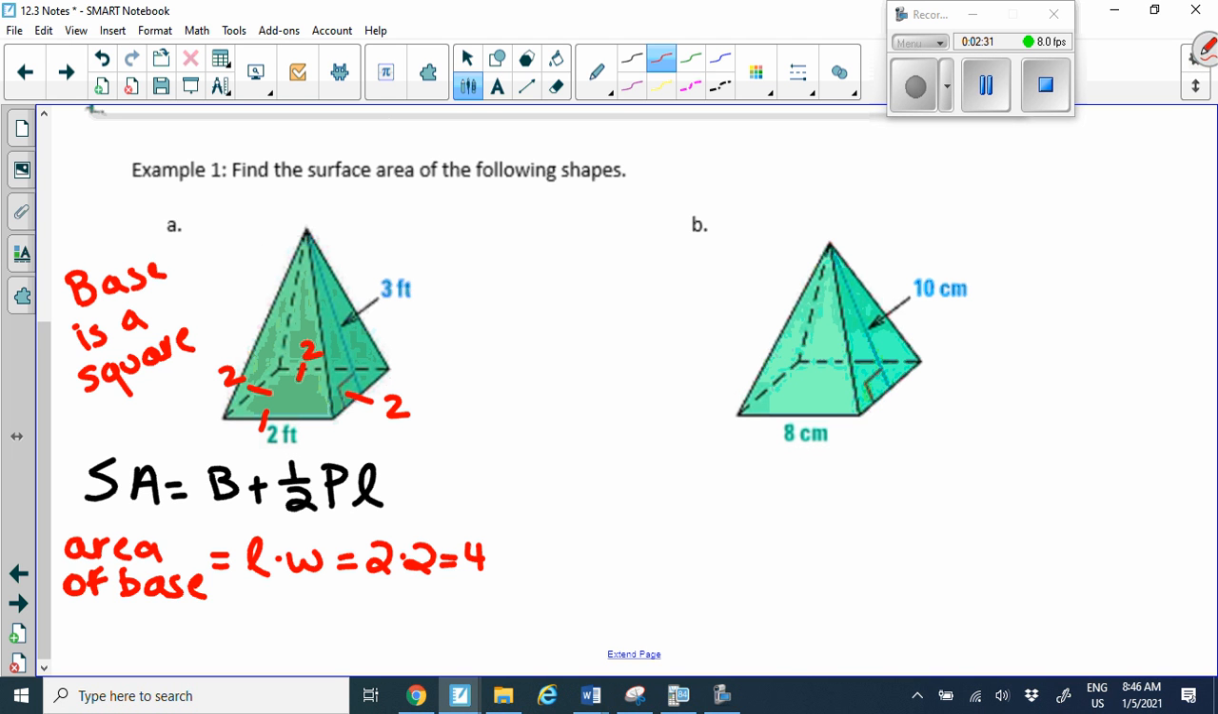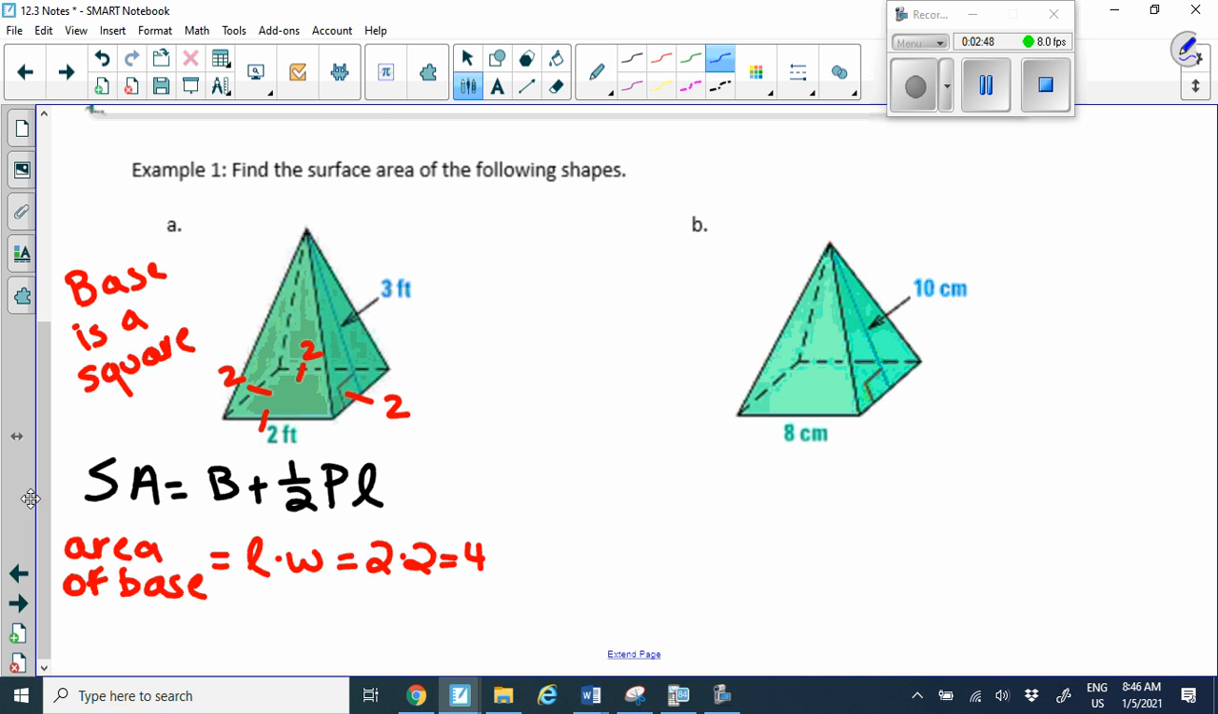Now I'm really going to just tell you this. Your base on all of these regular pyramids is always going to be a square. Okay? So we're not going to have anything weird where it's like a regular pentagon or hexagon or an equilateral triangle. Your base is always going to be a square.